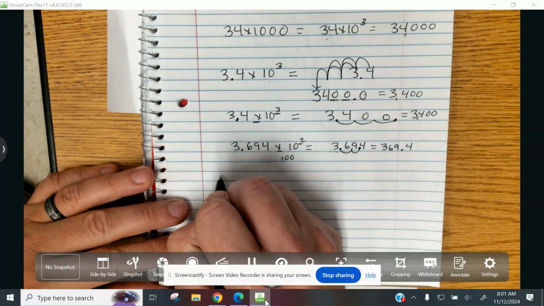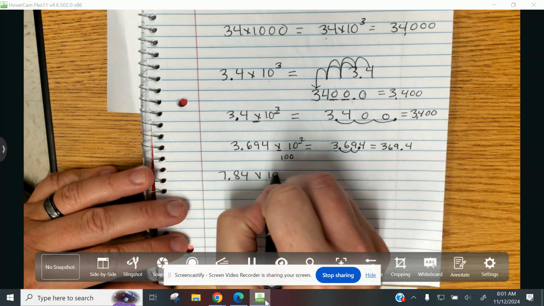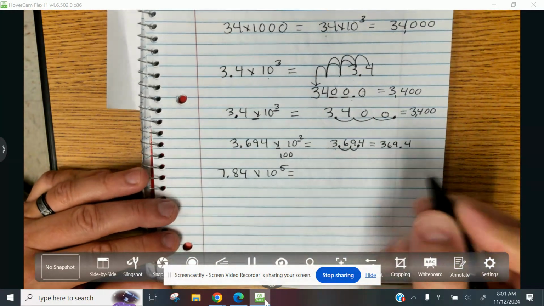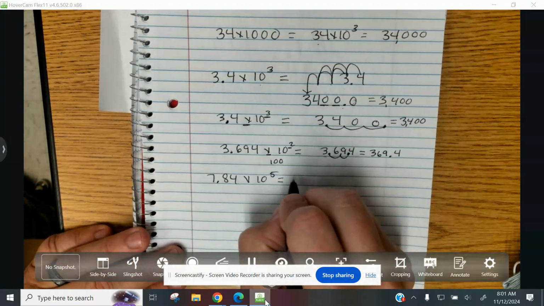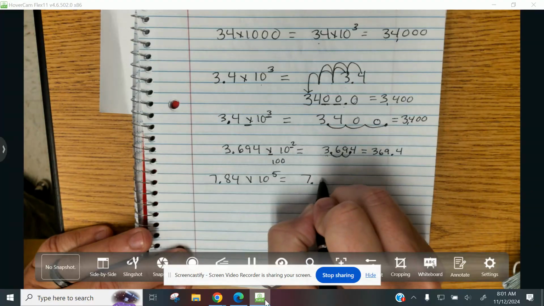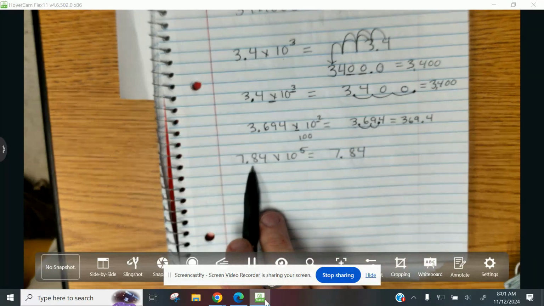Let's do another one. Let's do 7.84 times 10 to the 5th power. Let's go pretty big here. Okay. So if we have this kind of problem, again, what do we do? First thing you're going to do is rewrite the digits. We know we have a power of 10 number, so it's going to be the same digits.